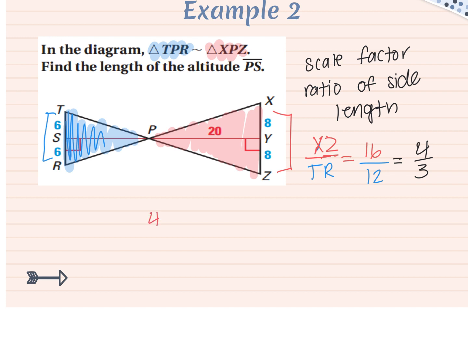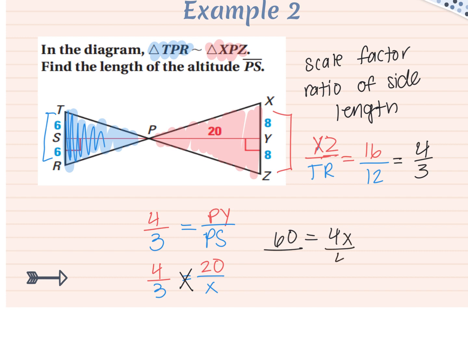I'm going to take my ratio, my scale factor, and use it to find PS. So I have 4 over 3 is equal to PY over PS. I'm going to plug it in. I still have my 4 over 3. PY is 20. PS I don't know, so I'm representing it as X. Cross multiply. 60 equals 4X. Divide by 4 on both sides. 15. So PS equals 15.